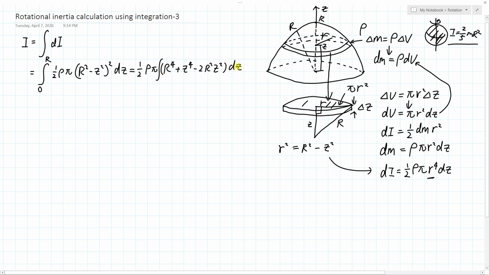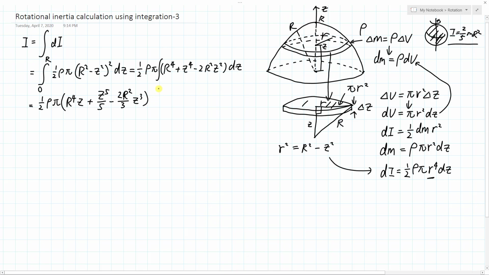These are all simple polynomial terms. That is a constant of z, so it integrates into z, right? Z to the fourth power and second power, you can integrate those as well. So 1/2 rho pi, r to the fourth power integrates into r⁴z, plus z to the fourth power integrates into z to the fifth power over 5, minus 2r squared over 3 z to the third power.